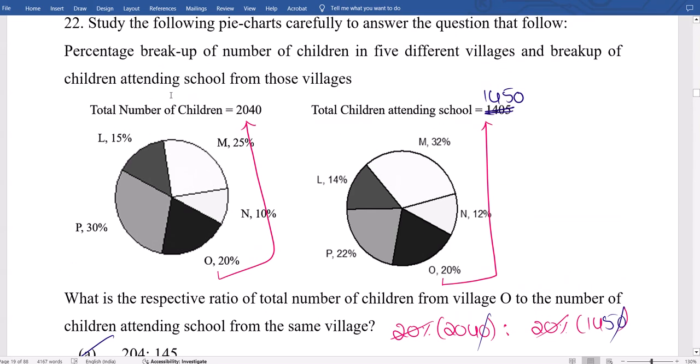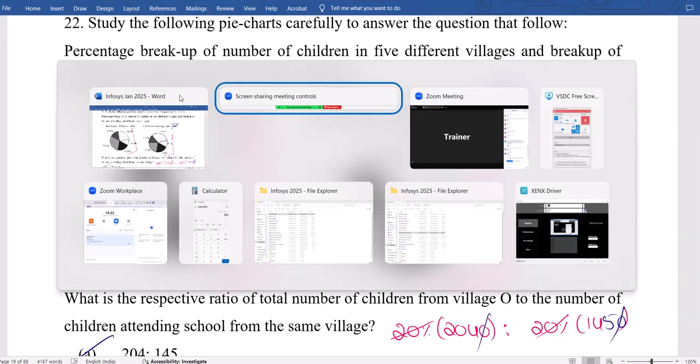Right. So in this village O, how many total number of children with respect to attending? Some people are not attending the schools in the village, so that's what they want to find, the ratio of that. What is the total number of children in that village O with respect to how many are attending? In the question itself, attending is less, they clearly mentioned. It's 1450 attending, you observe. Okay, there might be a typing error.